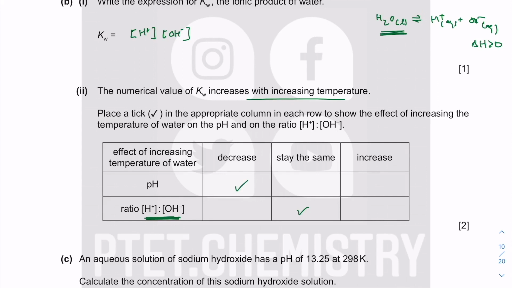So at 25 degrees Celsius, your pH is equal to 7. That's because your concentration of H plus is 10 to the power minus 7. At a higher temperature, your H plus is going to be greater than 10 to the power minus 7. Therefore, your pH is going to drop below 7. You can check it with your calculator, but I'm just giving you the qualitative trend based on the Le Chatelier principle, which you already learned in O level.